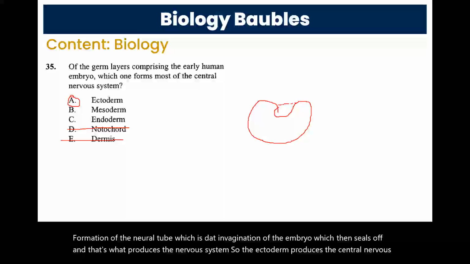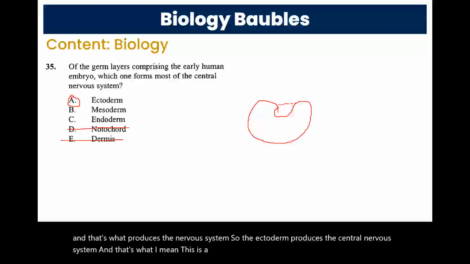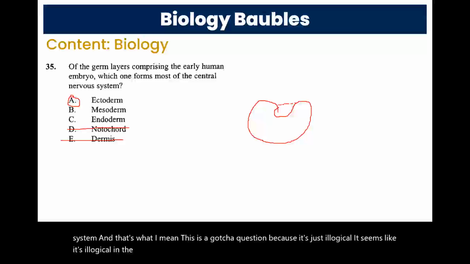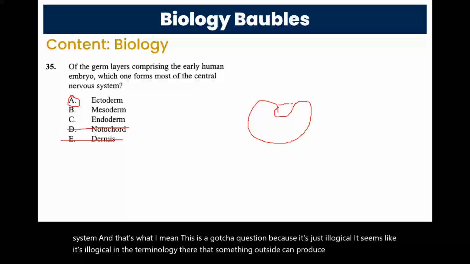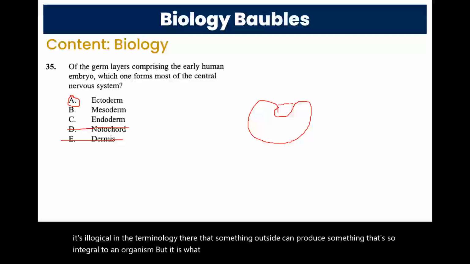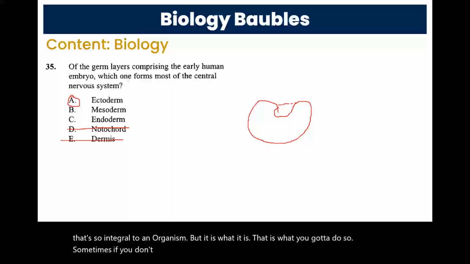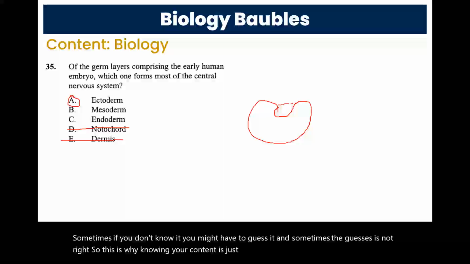And that's what I mean. This is a gotcha question because it seems illogical in the terminology that something outside can produce something that's so integral to an organism. But it is what it is. That is what you've got to do. Sometimes if you don't know it, you might have to guess, and sometimes the guess is not right. So this is why knowing your content is so darn important. You've got to know your facts.